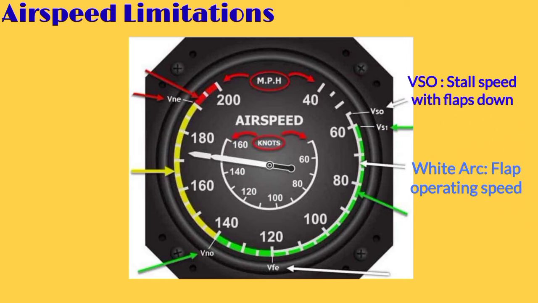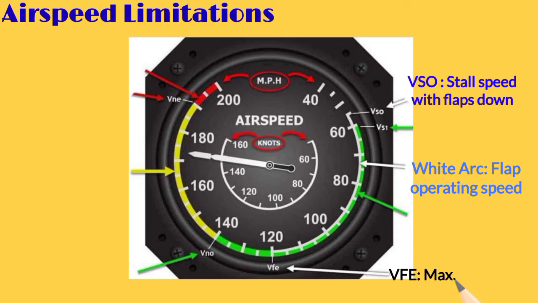V stands for velocity, S stands for stalling. O stands for operation in a certain configuration, and in this case, the configuration is the lowest allowable airspeed with the flaps and the landing gear down, or the landing configuration. Operation below this airspeed in the landing configuration will allow the airplane to stall.